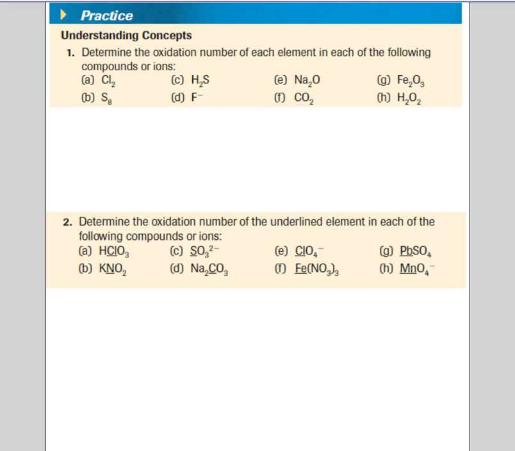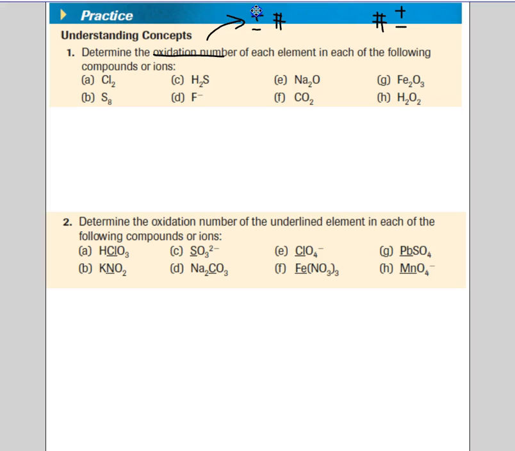In the first practice example here, we have just simply determine the oxidation number of each element in each of the following compounds or ions. So remember, for oxidation number, we're going to put the positive or the negative first, followed by the number. Okay. For ion charges, we do the opposite. We put the number followed by the positive or the negative.